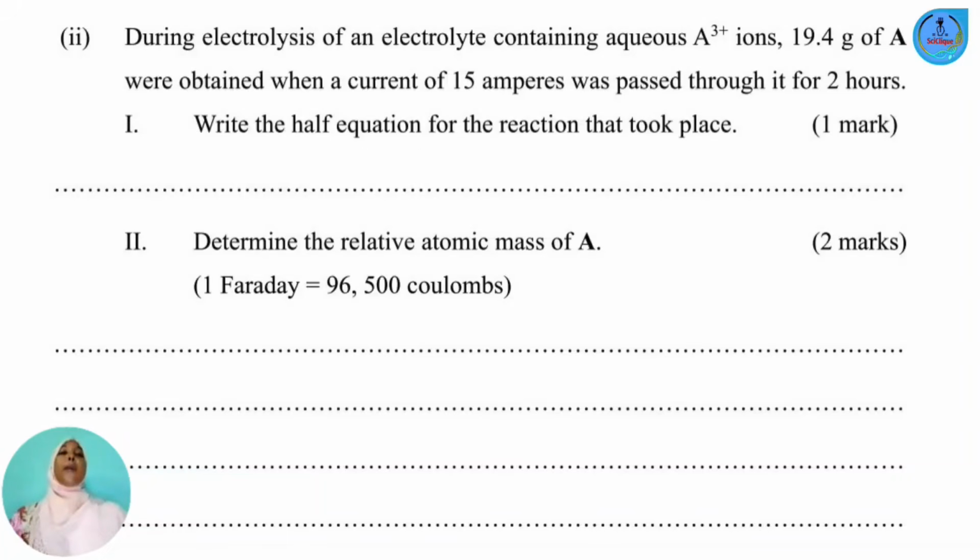Roman number 2. During electrolysis of an electrolyte containing aqueous A3 plus ions, 19.4 grams of A were obtained when a current of 15 amperes was passed through it for 2 hours. Roman number 1. Write the half equation for the reaction that took place.